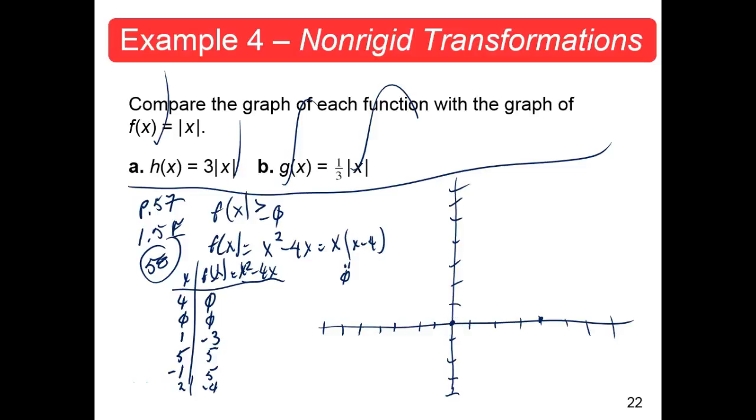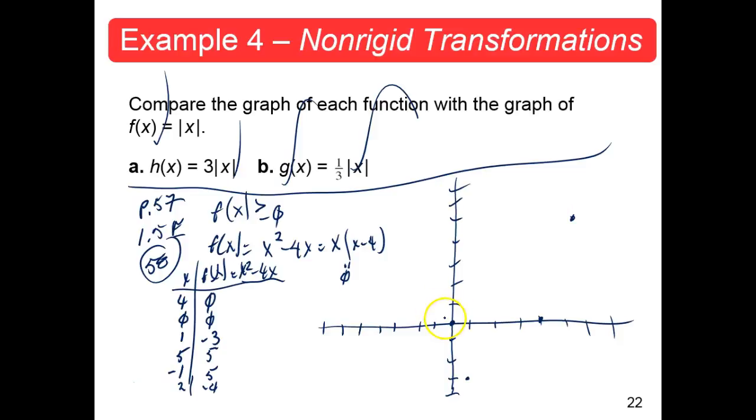Okay. How about 1, -3? Say that again. Okay, over meaning? Right 1 and down 3. Okay. I feel like a dentist here. Okay. 5, 5. What do you do? Right 5, up 5. 1, 2, 3, 4, 5. That's right about there. Next.